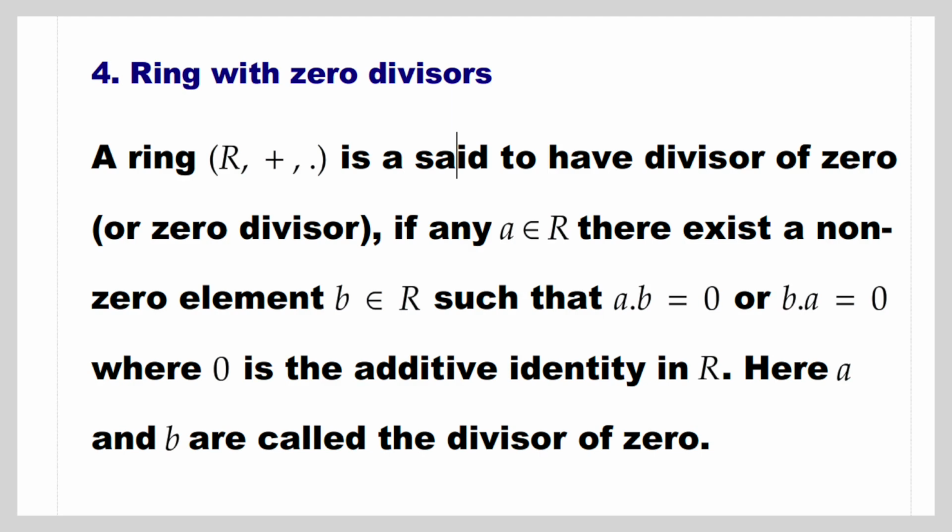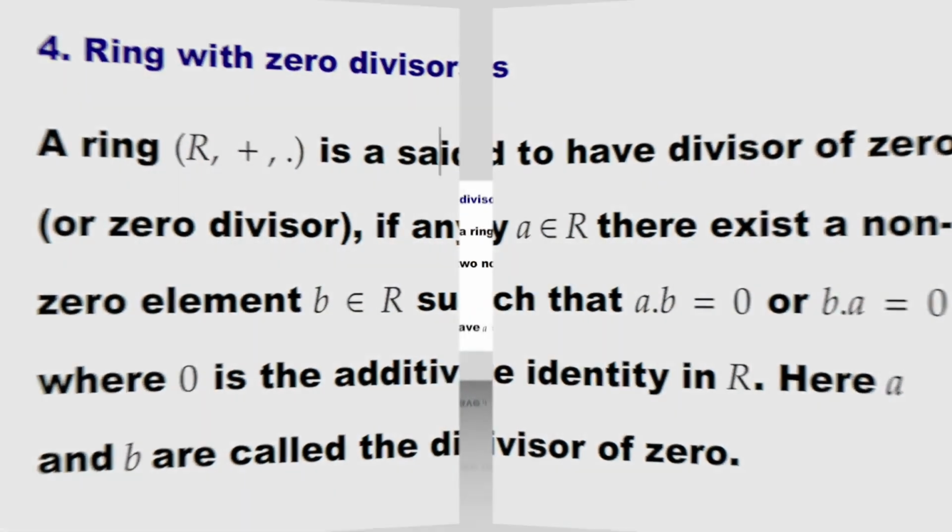Fourth one is ring with 0 divisors. A ring (R, +, ·) is said to be a 0 divisor of 0, or 0 divisor, if for any a belongs to R, there exists a non-zero element b belongs to R such that a · b equal to 0 or b · a equal to 0, where 0 is the additive identity in R. Here a and b are called the divisors of 0.